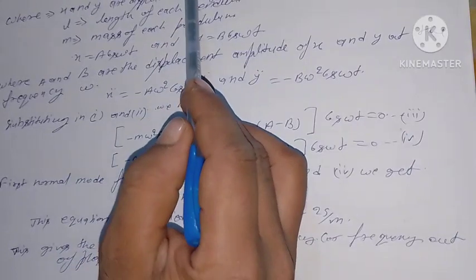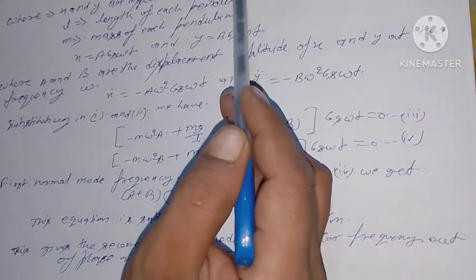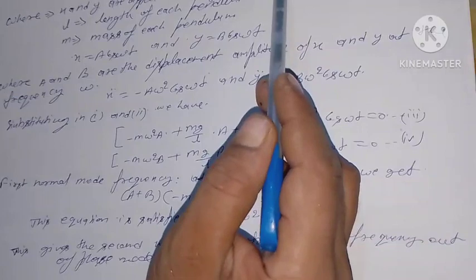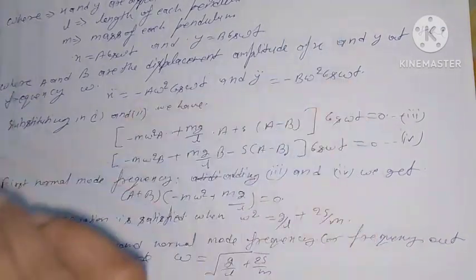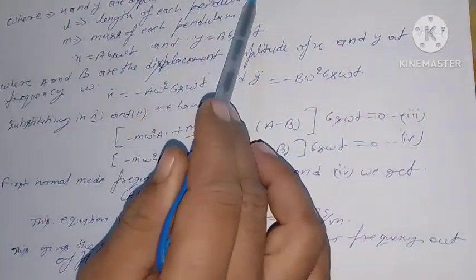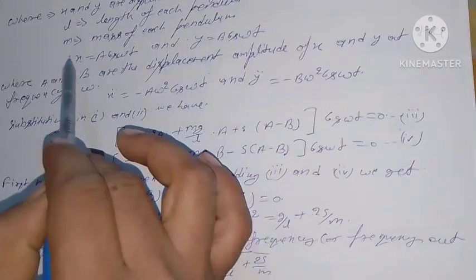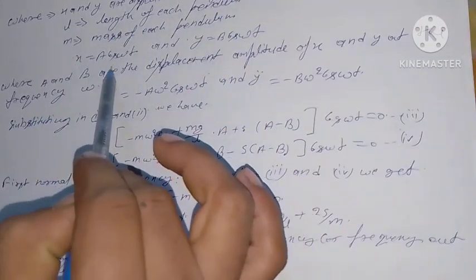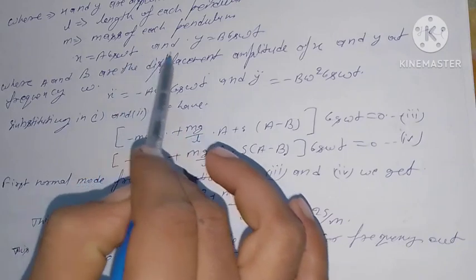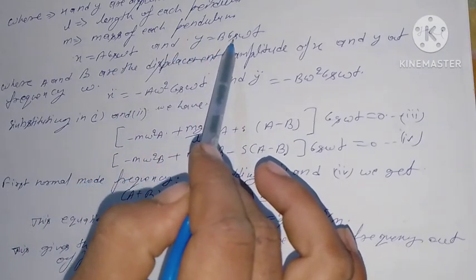Equation number 1. m d²y/dt² + (mg/L)y − s(x − y) = 0. Equation number 2. Where x and y are displacements of the bobs, L is the length of each pendulum, m is the mass of each pendulum, and x = a cos ωt and y = b cos ωt.